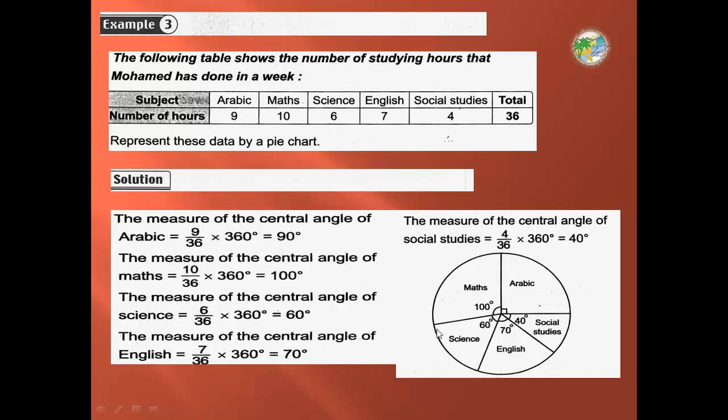Okay, from this line put your protractor and determine 60 degrees in this direction and draw the line. The line connected between the center and any point on the circle is called the radius. Then from this line we put the protractor and measure 70 degrees.